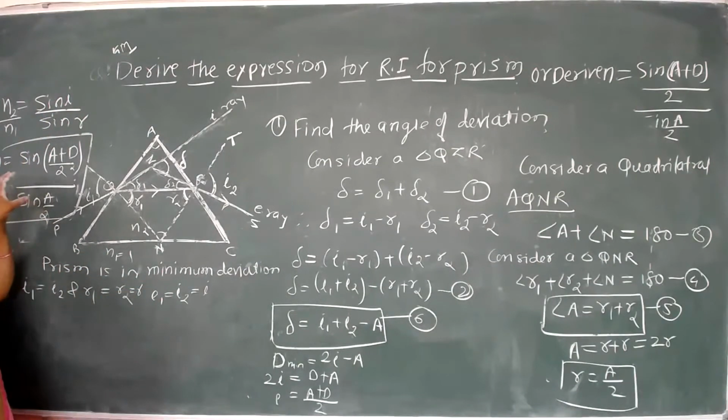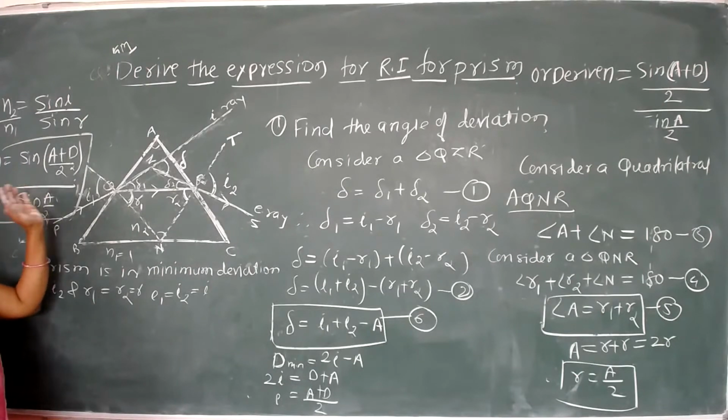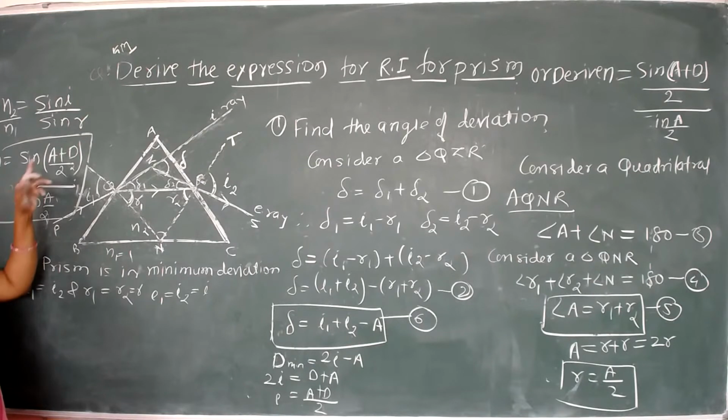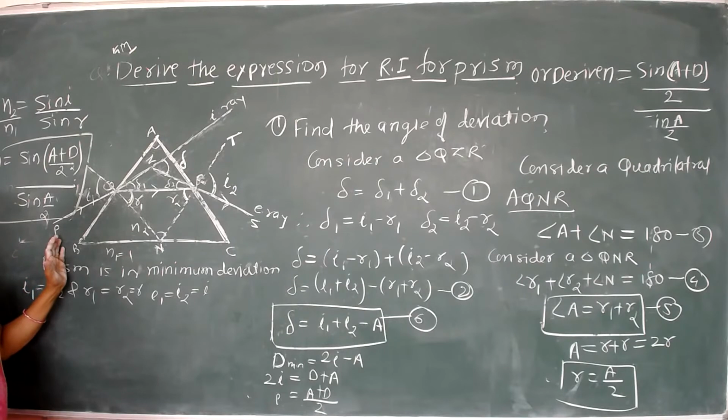So in this way, we derive the expression for the refractive index of the prism. That is a very important formula, where A is the angle of the prism and D is the deviation.